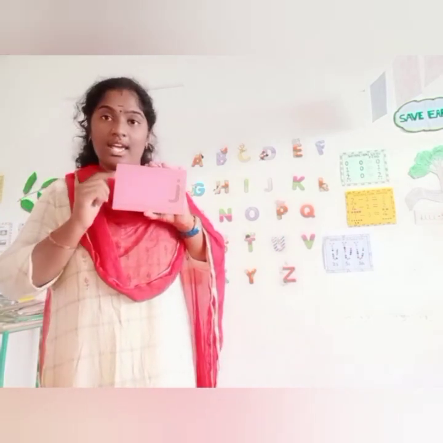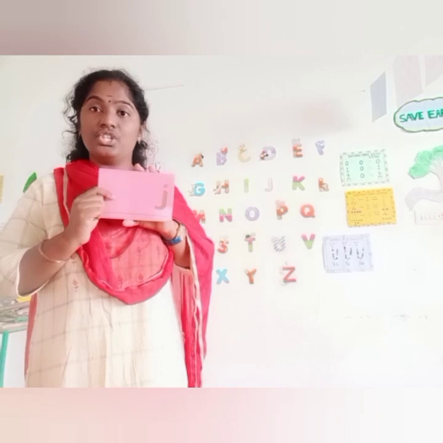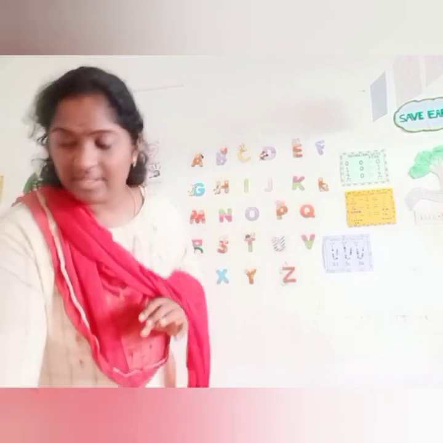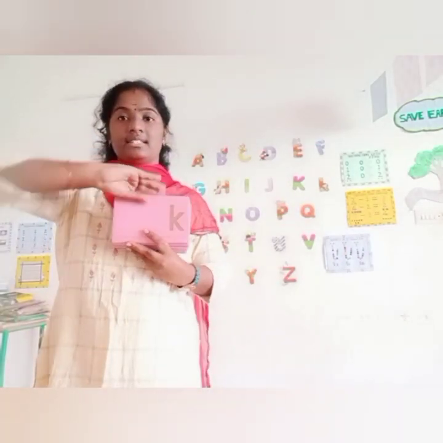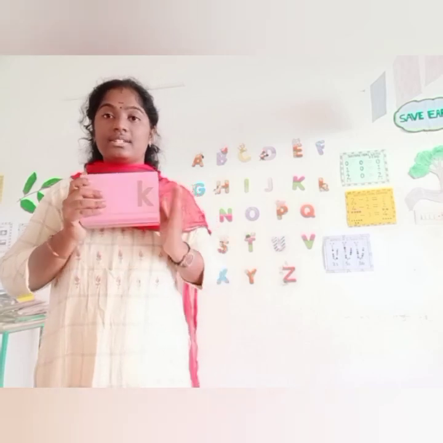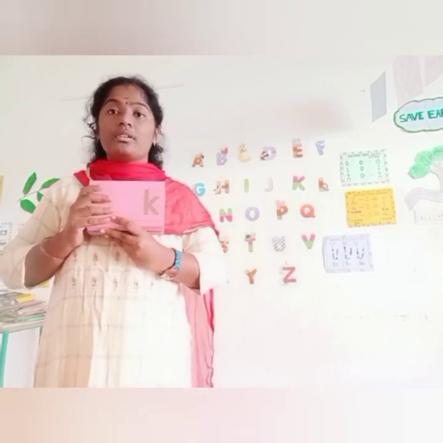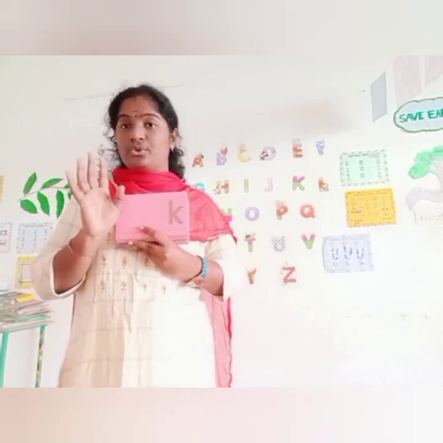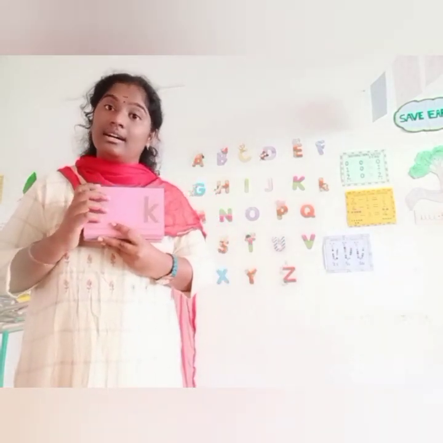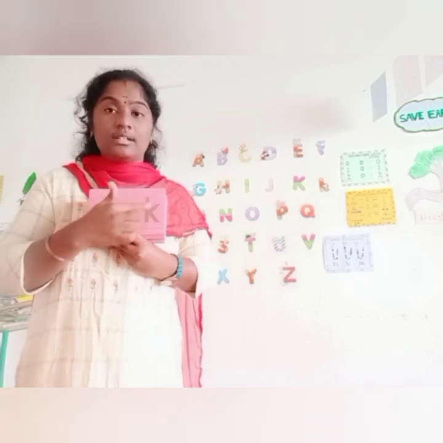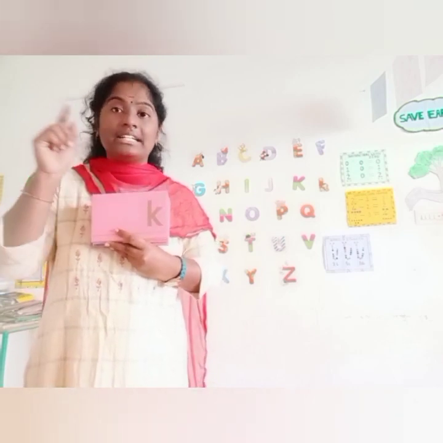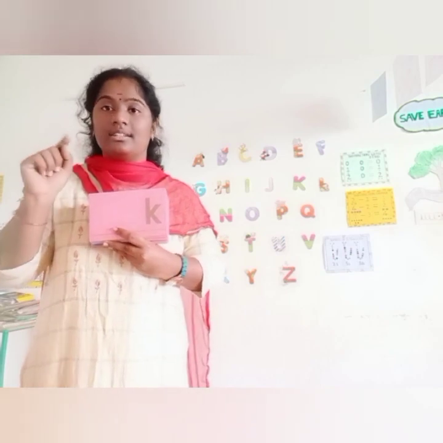This is letter J. J says j. J jug, j jackal. The next letter is K. This is letter K. K says k. You may get confused while reading the sounds of letters G and K. G is g. This is K. K, kite. K, kitchen. This is K and G says g. G, K, that is the difference.